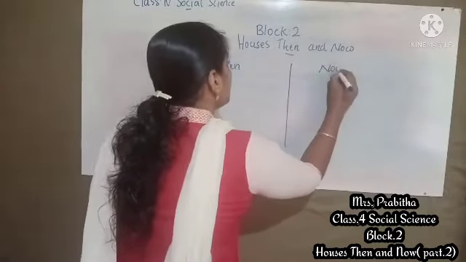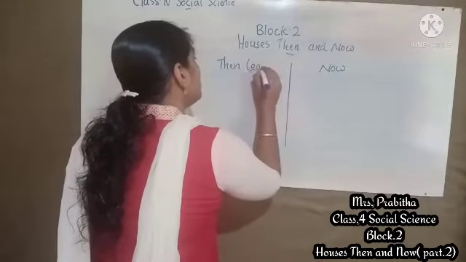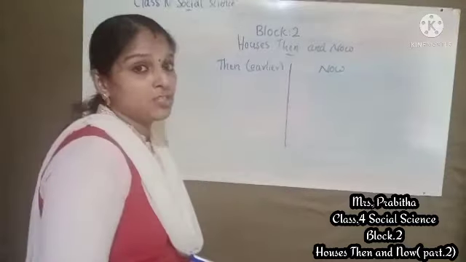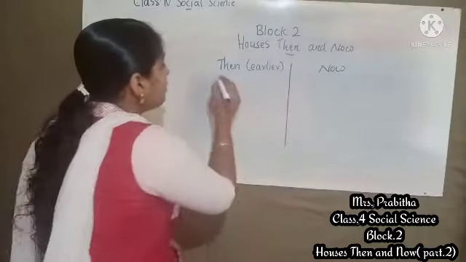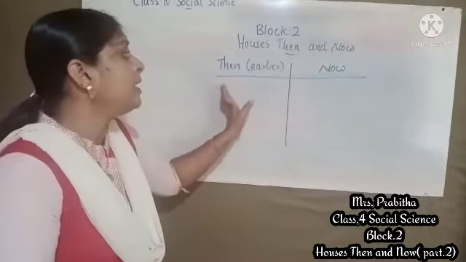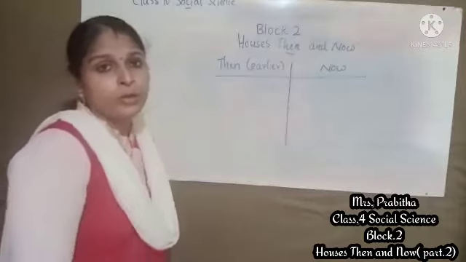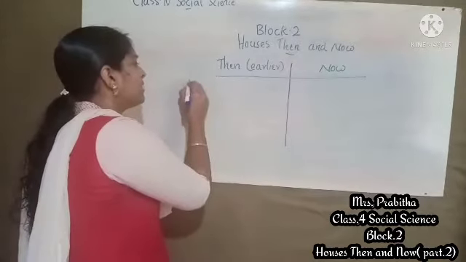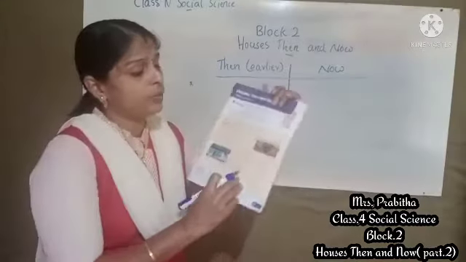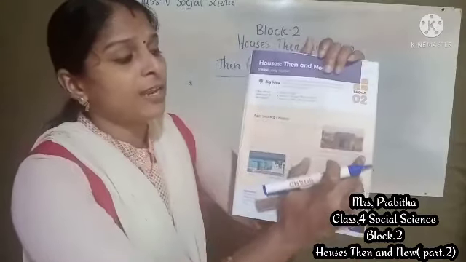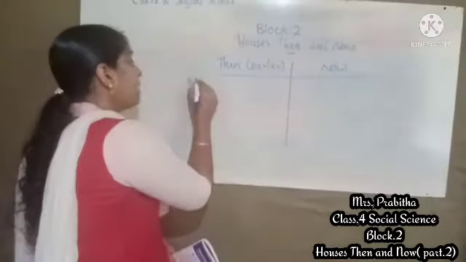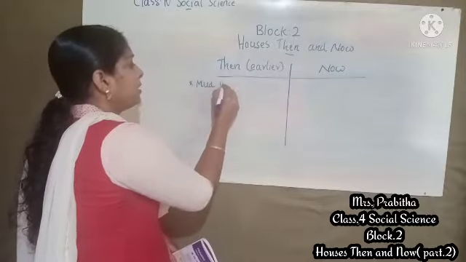Then means earlier, how it was earlier. Earlier means 30 years before, it is mentioned in the textbook. Everybody heard the story. Now we can discuss the house of Ram Swaroop earlier and now. First difference we can find: earlier, which type of house was Ram Swaroop's? In the picture we can see which type of house it is. Yes, it is a mud hut.